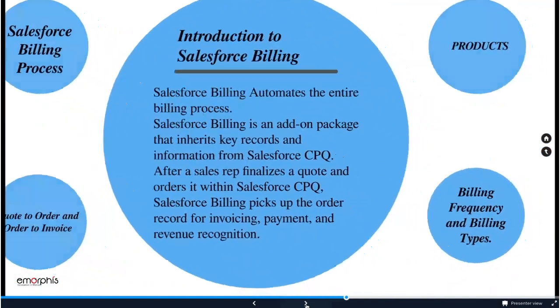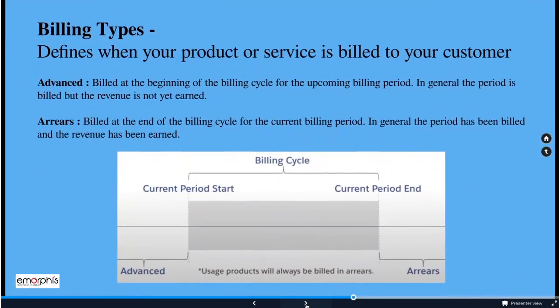Going ahead, we have billing types, that is, billing frequencies. There are two types of billing, that is, advance and arrears. In the advance billing, you have to pay at the beginning of the billing cycle for the upcoming billing period. What this says is that the period is billed out, but the revenue is not yet earned or collected. For arrears, it is billed at the end of the billing cycle. That is, the period has been billed and the revenue has also been earned.